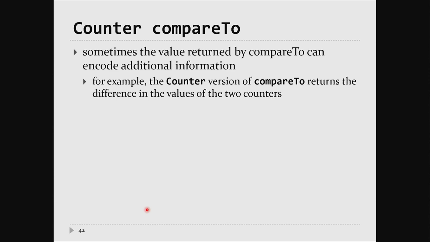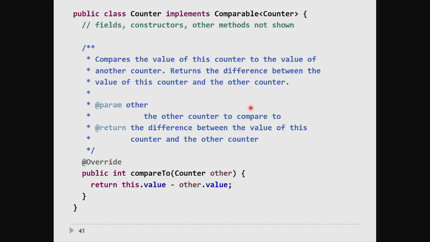Okay, so what about the counter class? Remember the counter class, it's just counting some number. It's just an integer, right? So it counts up to some value. Now sometimes when you implement compareTo, the value that you return might encode some useful information. That's the case for string, in fact. If you look at the string class and its compareTo method, it'll tell you that the information returned by compareTo is useful in some way. You can also make the return value useful for the counter class.